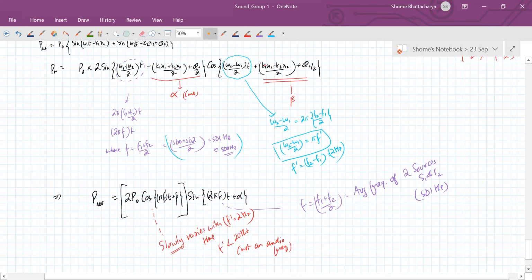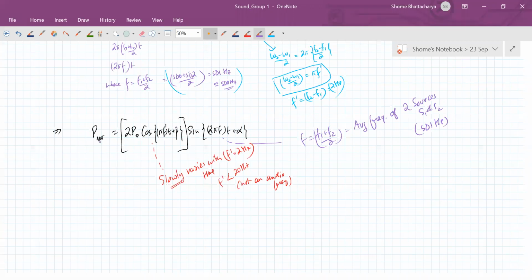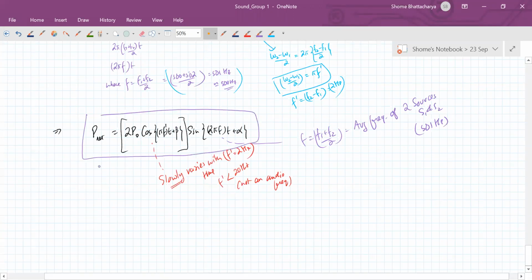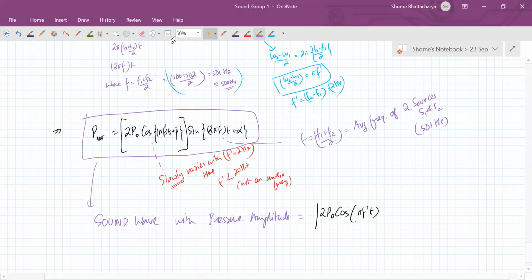So now we will interpret this equation as a sound wave with pressure amplitude equal to this thing, mod of 2 p naught cos pi f prime t, plus beta or whatever.